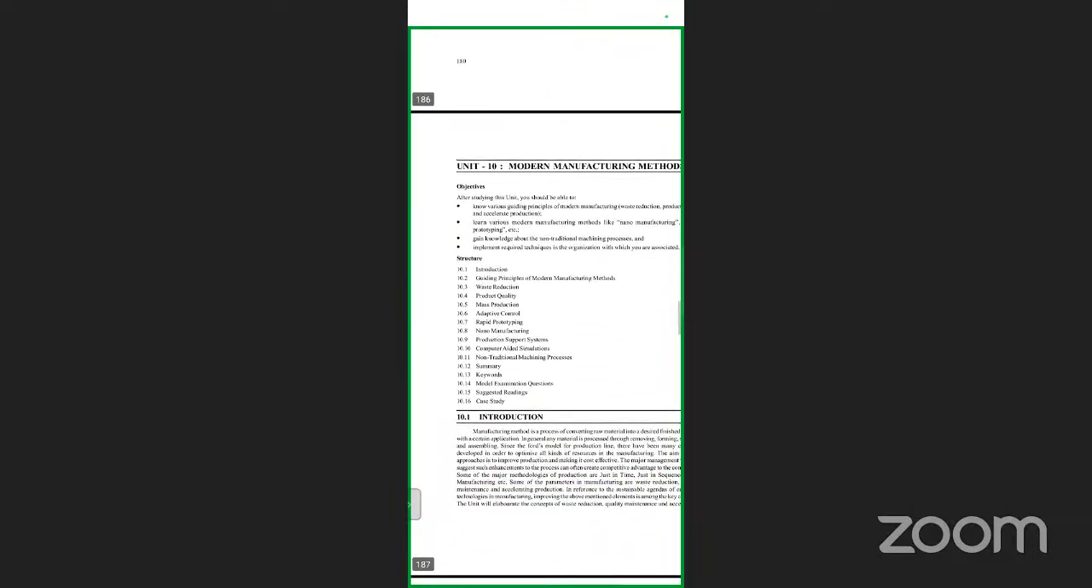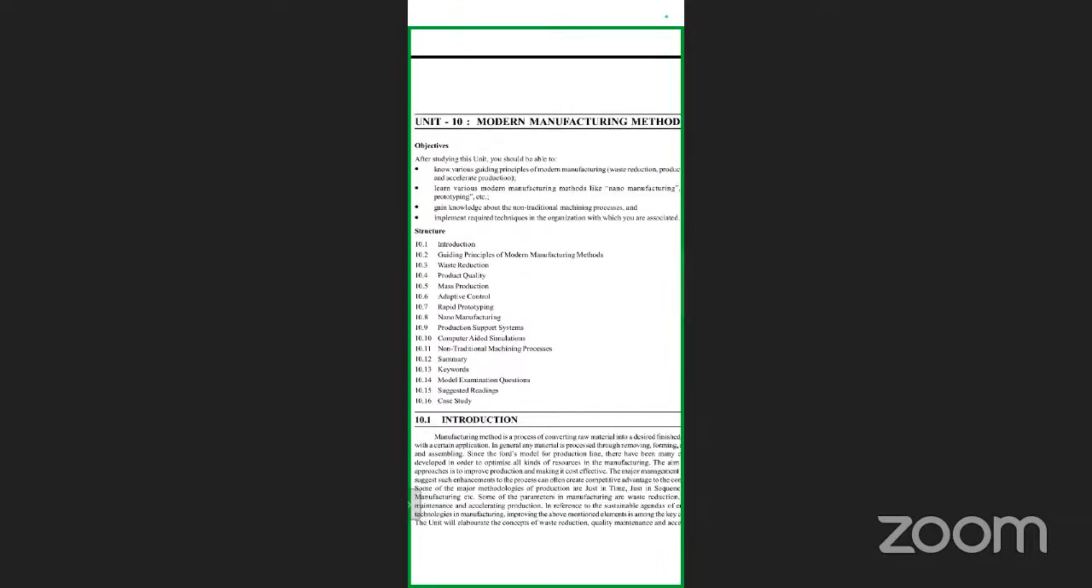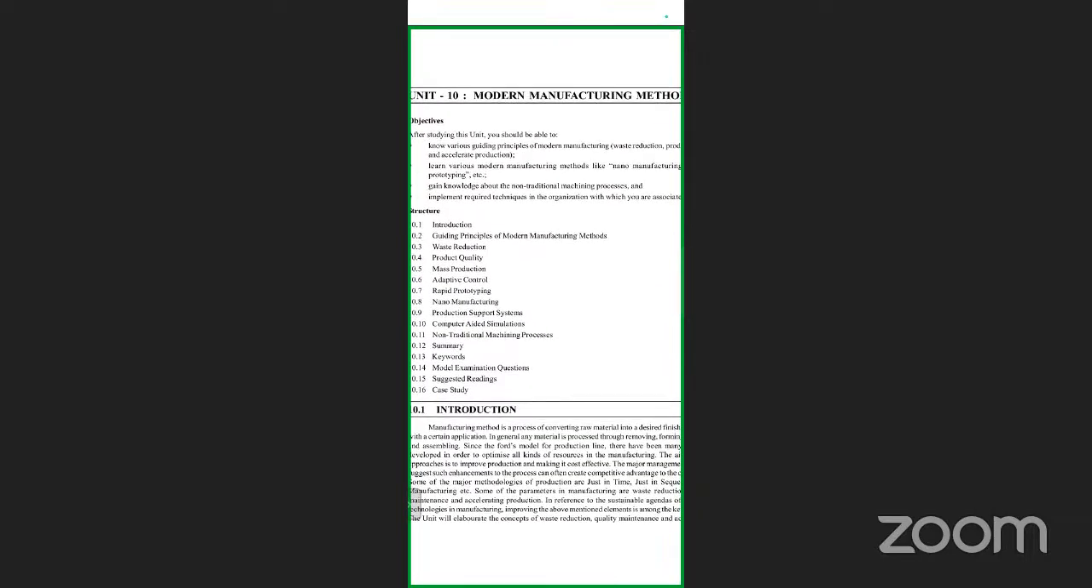Next, we have modern manufacturing methods. So, what are the modern manufacturing methods that are being used in the industry?